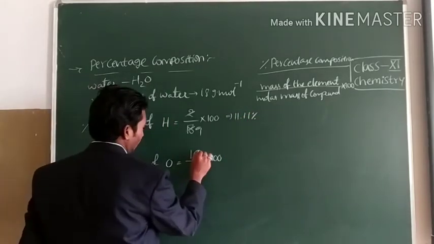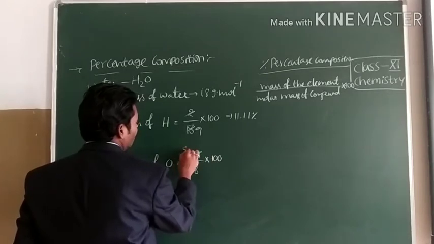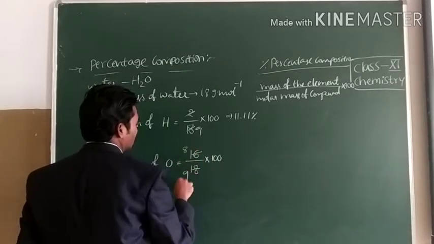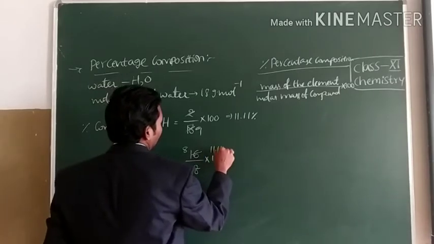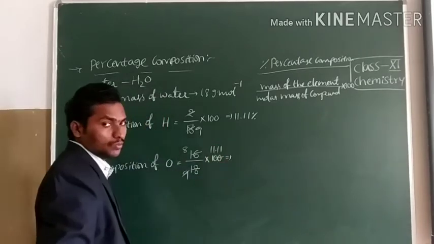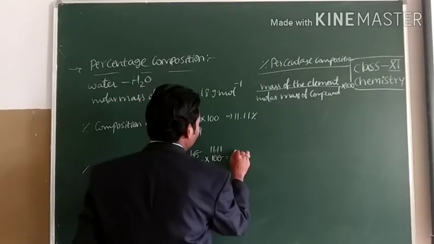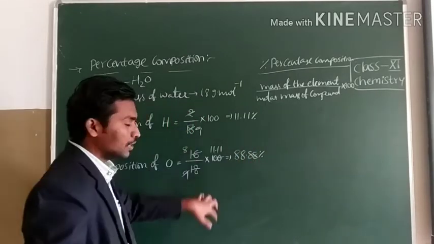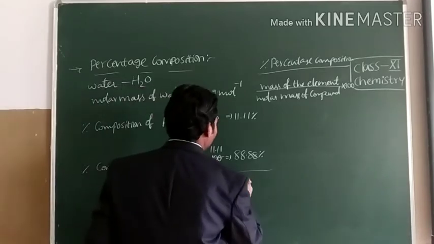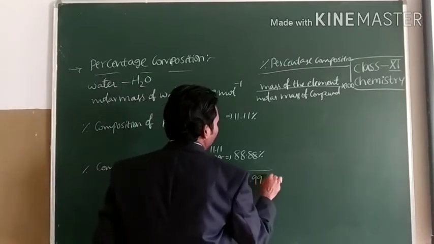And here, 2 8s are 16, 16 to 9 the 8, 9 1s are 9, so around 11.11%. This is equal to 88.88%. And when you add them, you get around 99.99%.